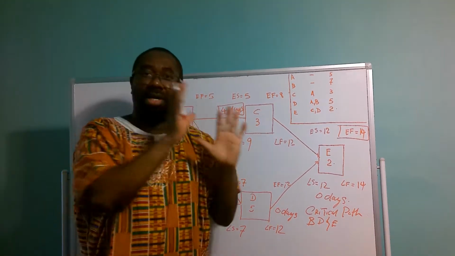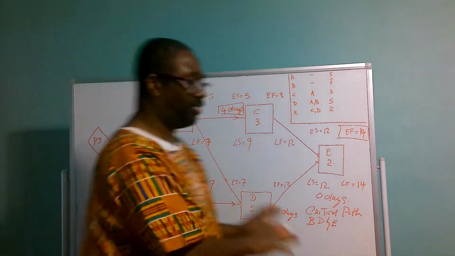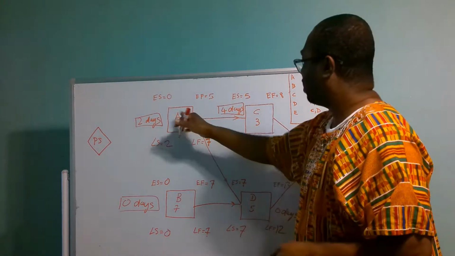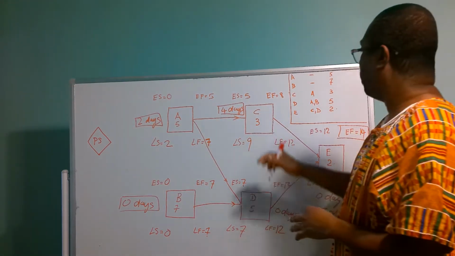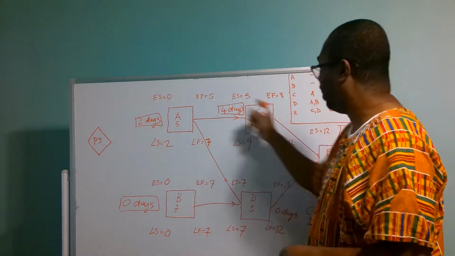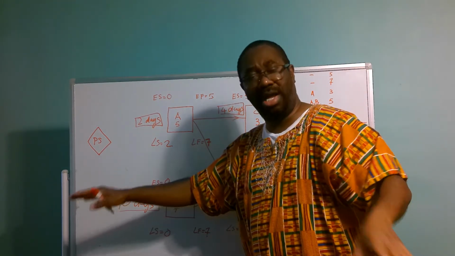So in my next step to this example, we also have to note that activity A has 2 days float and activity C has 4 days float. So we're going to utilize these floating days to level our labor resources.